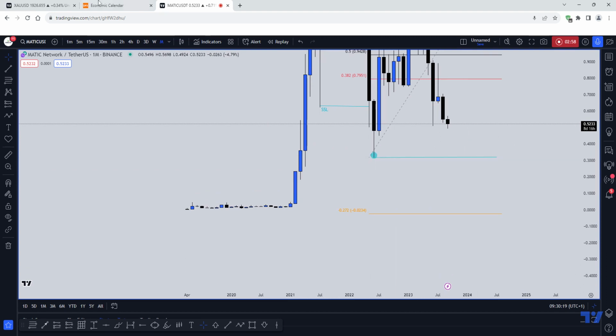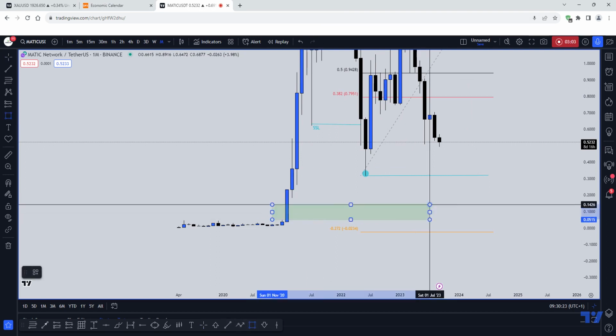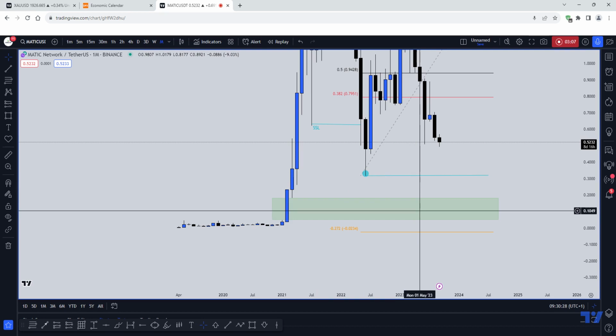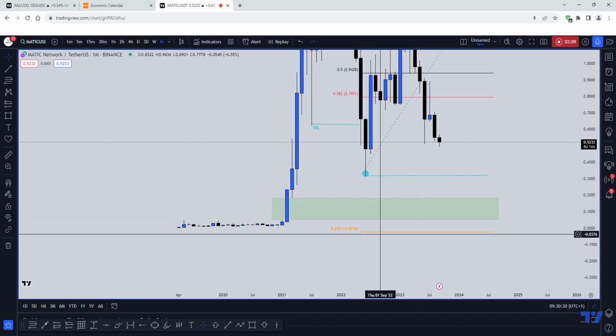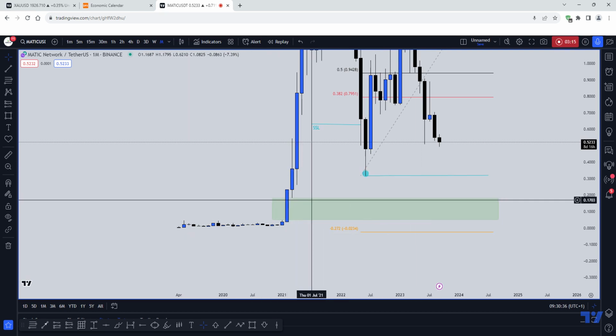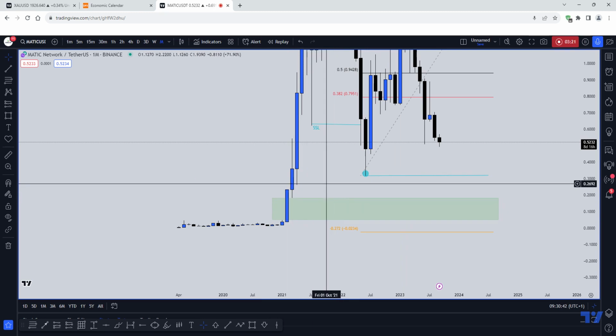What I can also spot from a monthly perspective before we drop down to the weekly is we do have this fair value gap right there. That fair value gap is just sitting at 10 cents, which is just above the Fibonacci extension downside target. So I definitely expect this low to be broken, and I potentially expect price to come into this area of fair value all the way down at 10 cents. Yes, you heard that correctly.